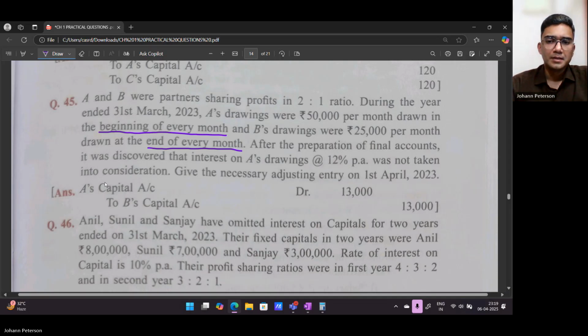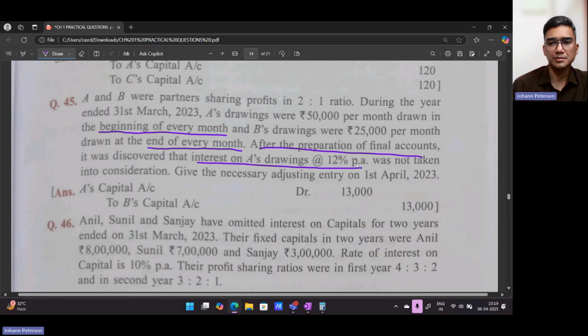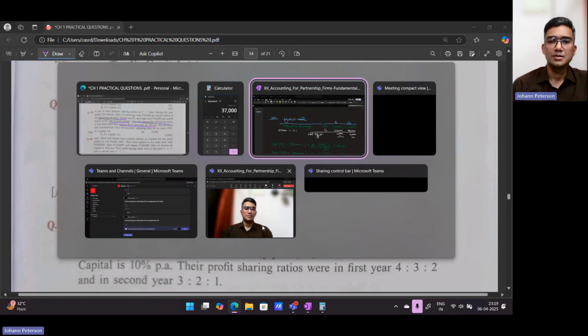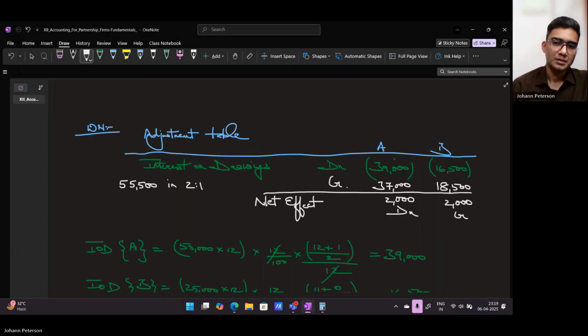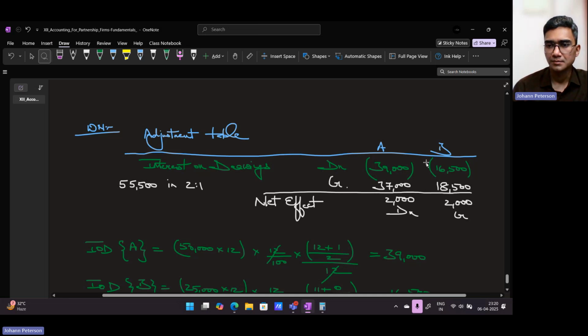Okay, we just mistook it. Over here it is saying after the preparation of the final accounts, it was discovered only that interest on A's drawings at 12% per annum was not taken into consideration. So we don't have to do it for B. That's what went wrong. Okay, so interest on drawings, debit 39,000. A's drawings was not taken, no? So let's forget about B. In this case, let's assume this is not there. Okay, I'm just rubbing it out. I'll just otherwise cut it and put it on the other side.